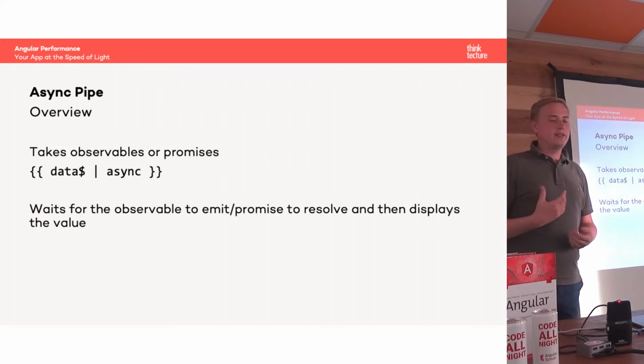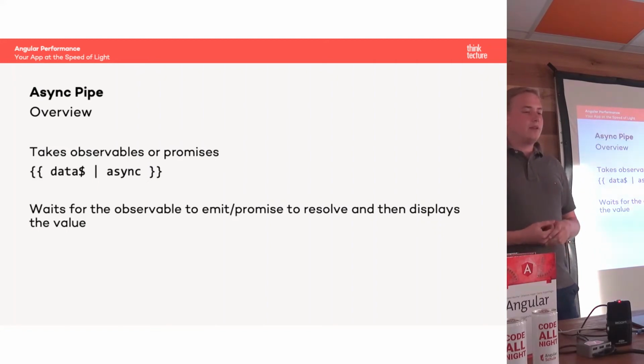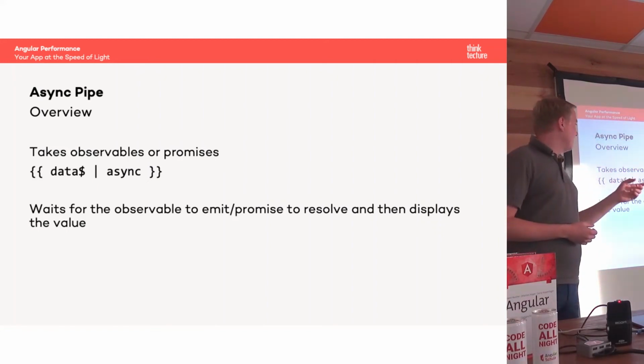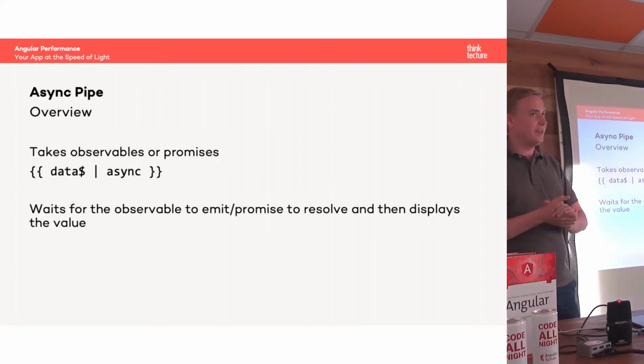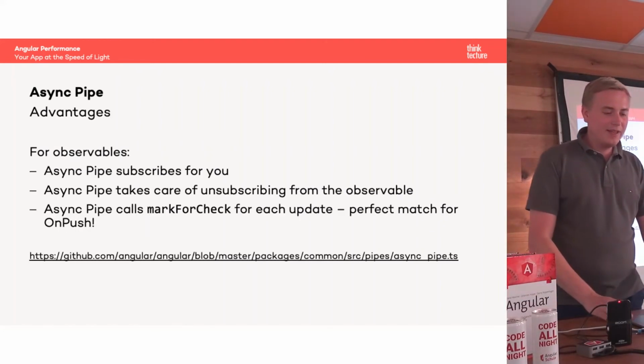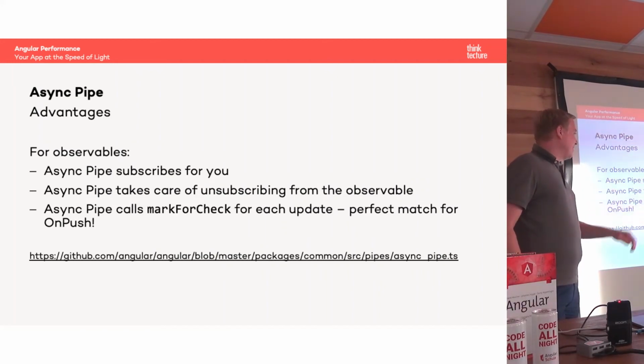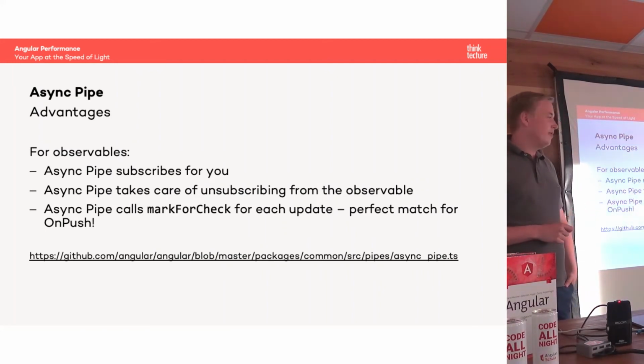One of the huge advantages is that you don't have to remember to unsubscribe from that observable, which you should do, obviously. That's something that is handled by the async pipe. So the async pipe subscribes for you and unsubscribes for you. But that's not the only thing that the async pipe does for you. It does a little bit more. Because what it also does, apart from subscribing and unsubscribing, is calling mark for check for each update of that observable. That makes it a perfect match for the OnPush change detection strategy, because now you can just get rid of this injectable of ChangeDetectorRef. You don't have to remember to call mark for check. That's what the async pipe does for you.